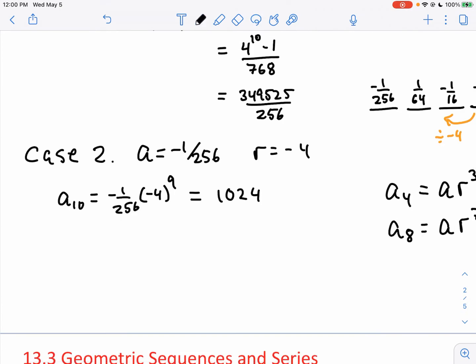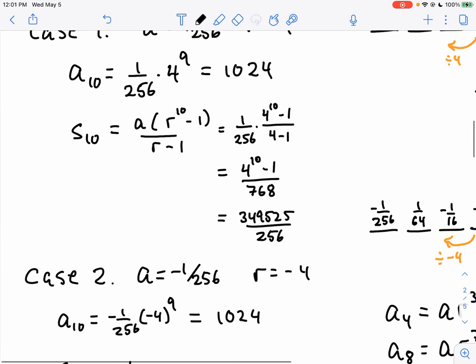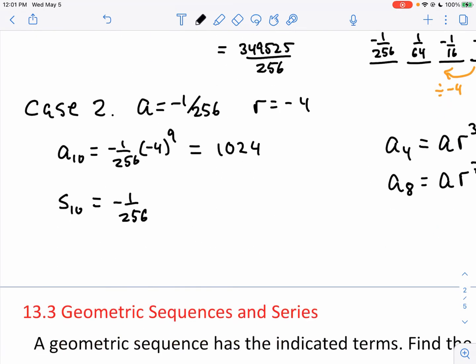And then the sum of the first 10 terms, S sub 10, will be equal to the first term a, so negative 1 over 256, times the ratio. This time I'm going to go with the version of the formula where I have the r's second in the differences there. Just because my ratio is a negative number now, so I'm going to switch that around. So we multiply this by 1 minus the ratio, which is negative 4 to the 10th power, divided by 1 minus the ratio, which is negative 4. So this gives me, we have a 5 down there, so we have to do 5 times 256. So we're going to get a 1280 denominator.